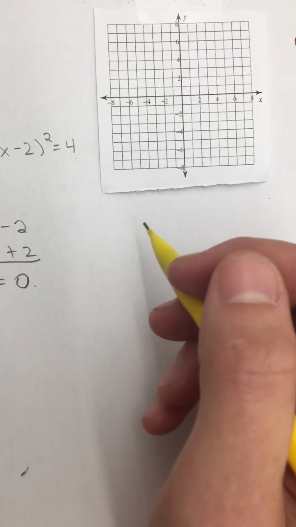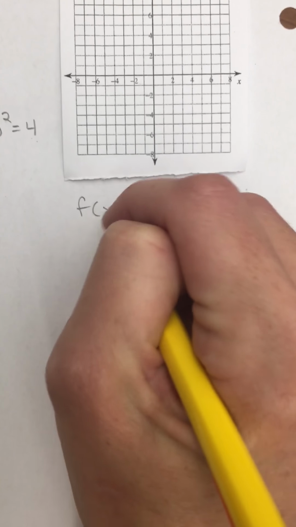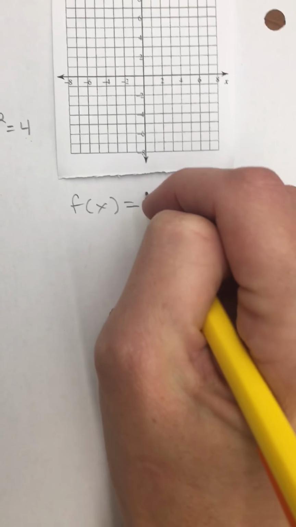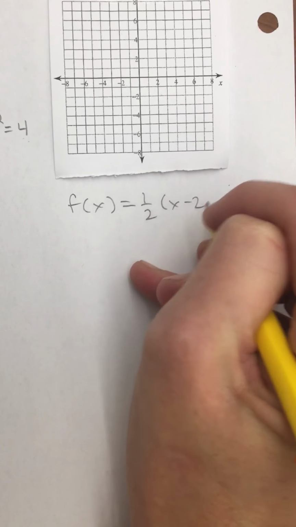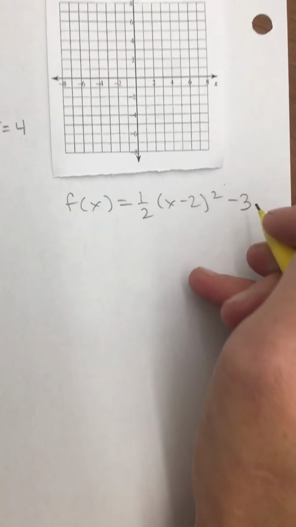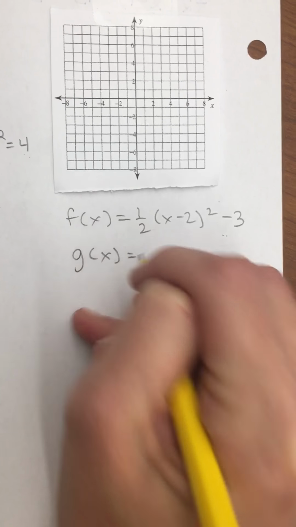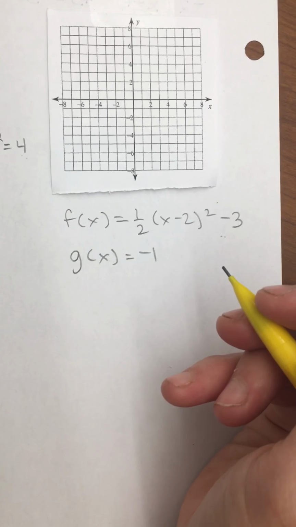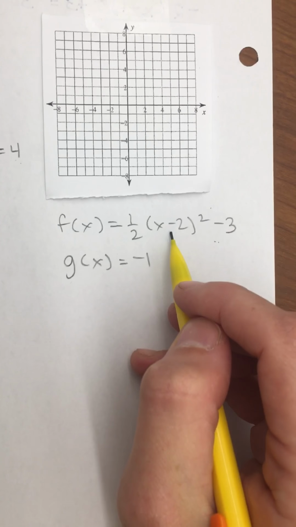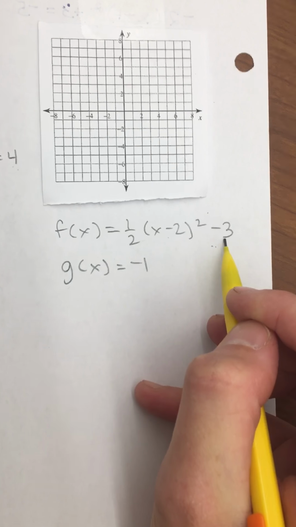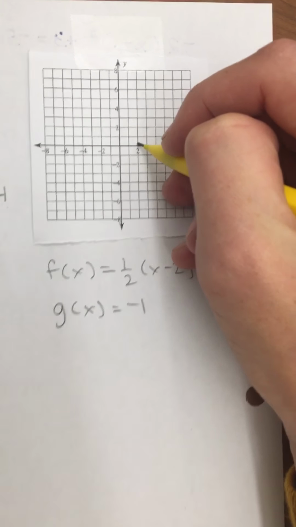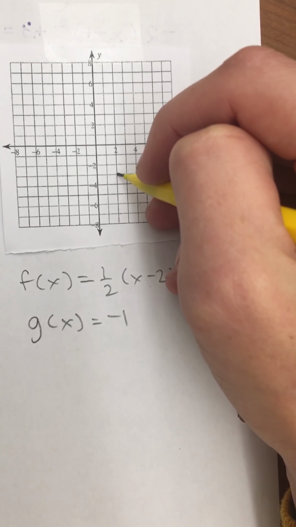All right, so let's go over here. So f of x is equal to 1/2 (x minus 2) squared minus 3. That's the first function I'm going to graph. And then the other function I'm going to graph is g of x equals negative 1. So this begins at 2 and then moves down 3. It begins at 2 and then it's going to move down 3.